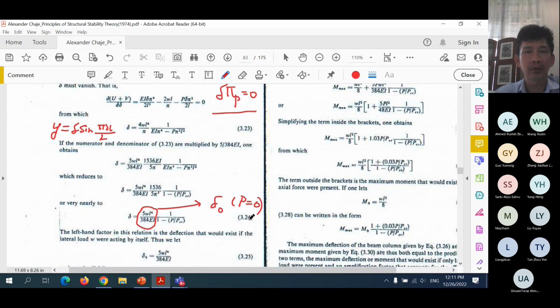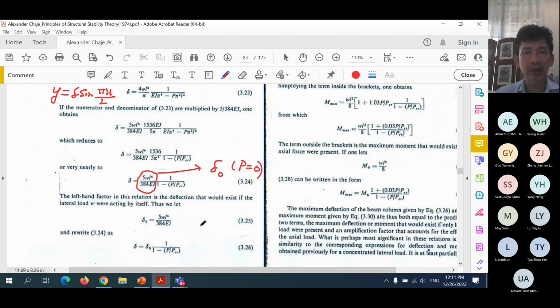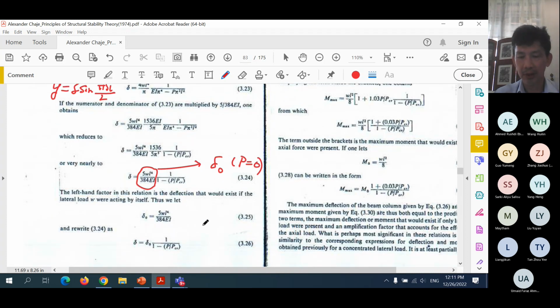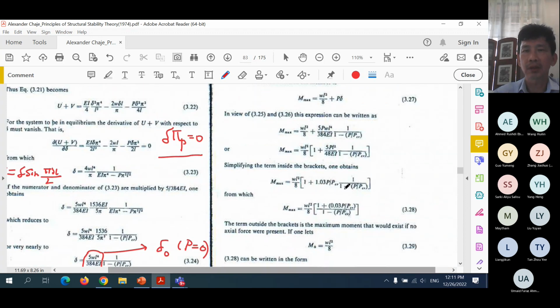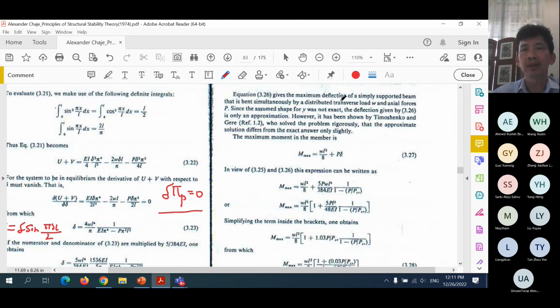From 3.24, if we introduce these terms here, delta 0 equal to this, then we come to equation 3.26, which is similar to the case of a beam column with point load at the center. So again, what does this equation tell us? It again tells us that the maximum deflection of a simply supported beam is bent simultaneously by distributed load W and axial force.